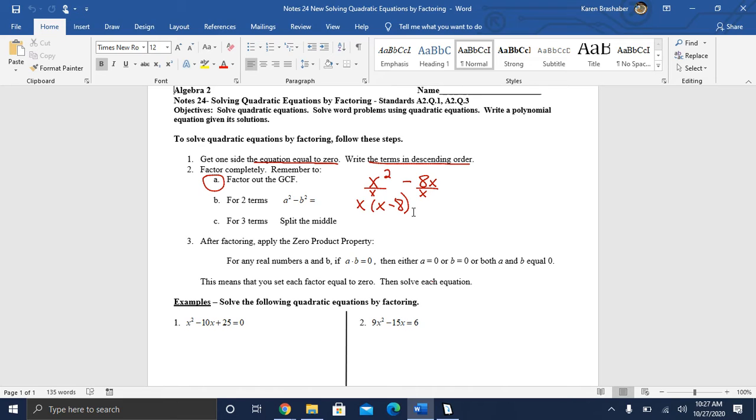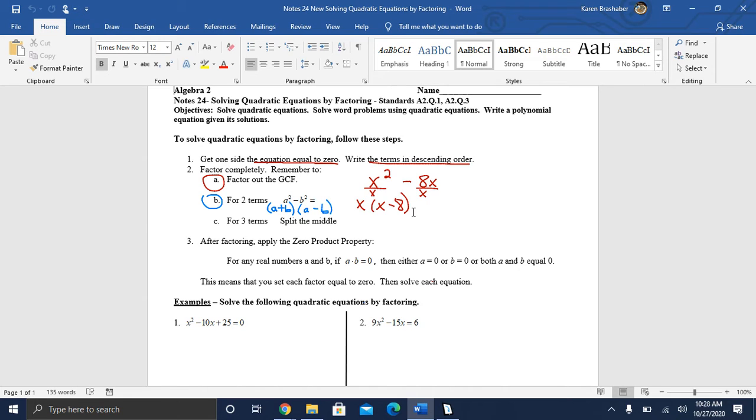For two terms, if you have two terms and they're perfect squares, we had a formula for a squared minus b squared, and we said that that was equal to a plus b times a minus b. So we had a formula for that using the square root of the a squared and the square root of the b squared.